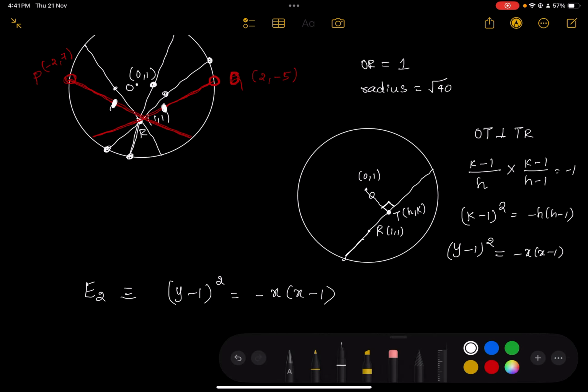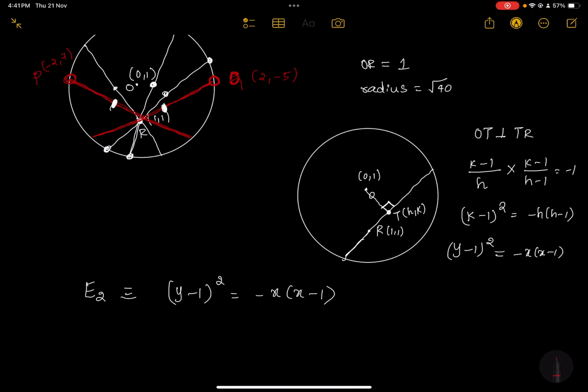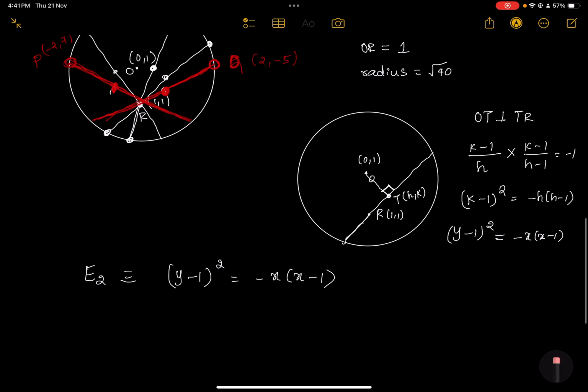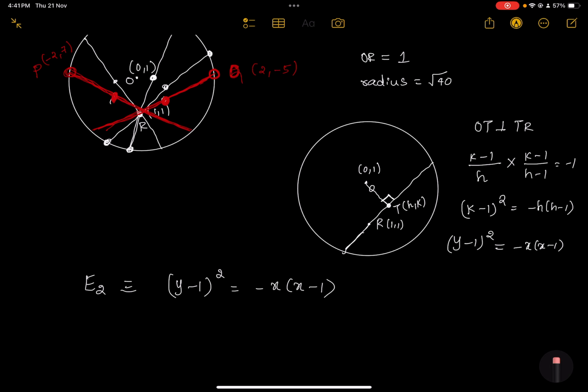We can find the equation of this line, correct, and the equation of this line. This midpoint lies on this line as well as this locus. Similarly, this midpoint lies on this line as well as this locus. So let us find the equations of those two lines. First, let us find the equation of PR.